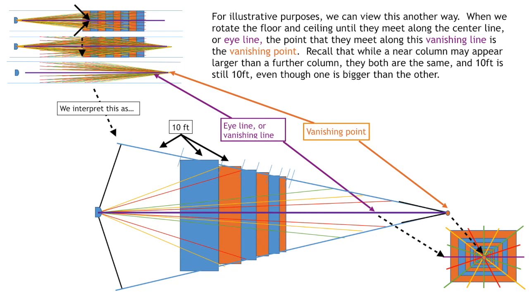For illustrative purposes, we can view this another way. When we rotate the floor and ceiling until they meet along the center line, or eye line, the point that they meet along this vanishing line is the vanishing point. Recall that while a near column may appear larger than a further column, they both are the same, and 10 feet is still 10 feet even though one is bigger than the other potentially. So again, we are halving the distance and doubling the size, height equal to or proportional to the inverse of the distance. And so 10 feet as it gets closer looks larger than 10 feet that is further away.